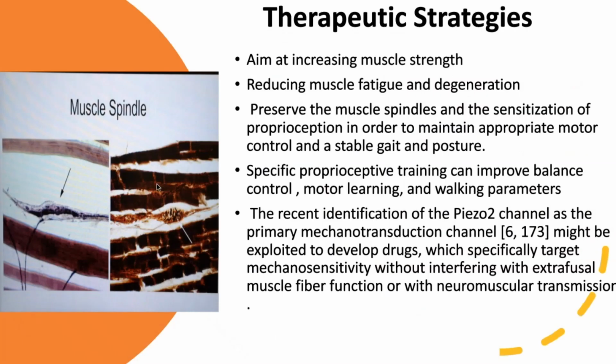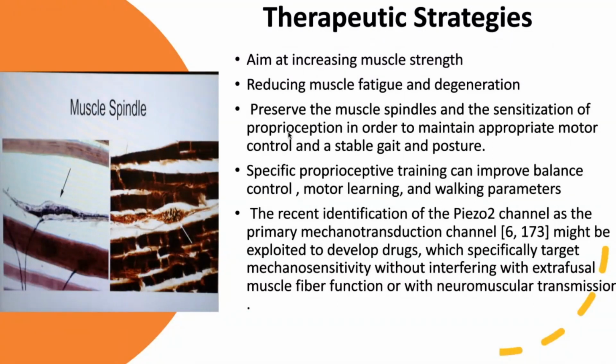So some therapeutic strategies that they're going to be targeting aim at increasing muscle strength, reducing muscle fatigue and degeneration, and preserving the muscle spindles and the sensitization of proprioception in order to maintain appropriate motor control and stable gait and posture. And this is what I was talking about with the normal versus abnormal anatomy when it comes to patients with DMD or suffering from muscular dystrophy. This is what they're going to try and target as a therapeutic strategy with muscle spindles.